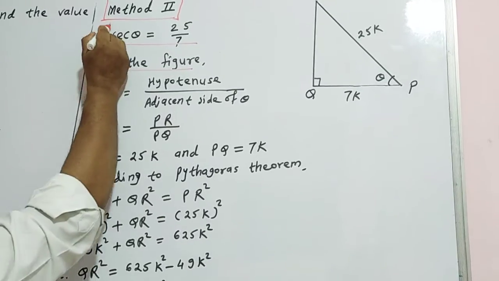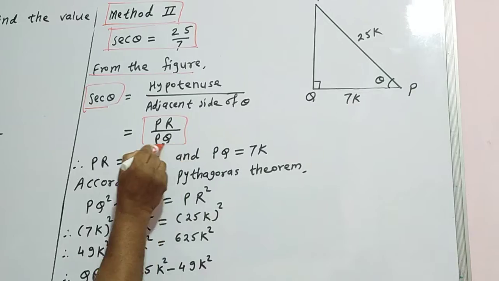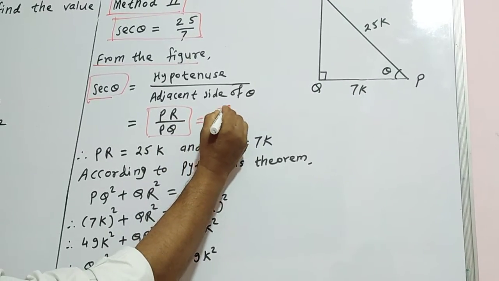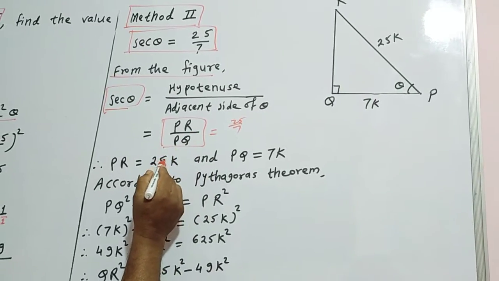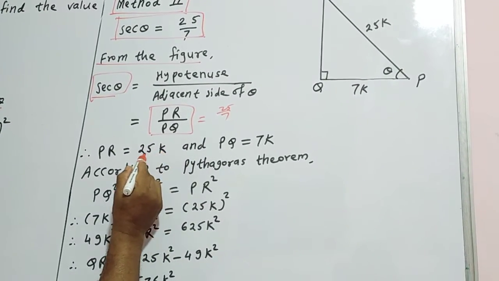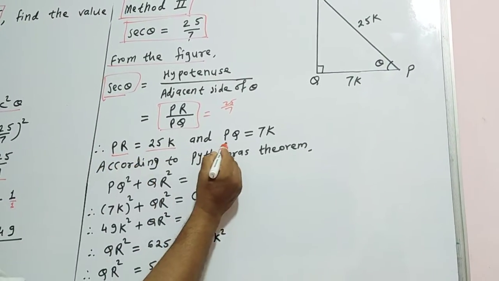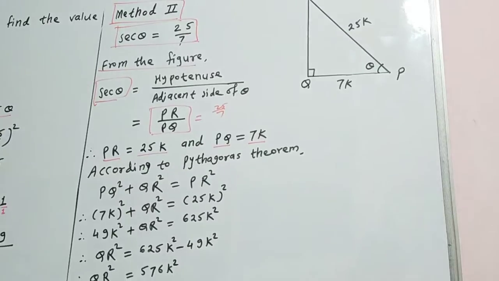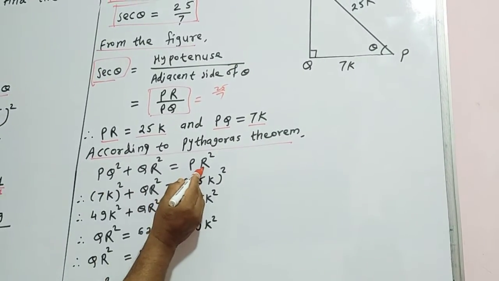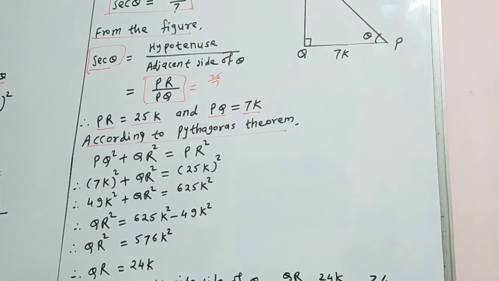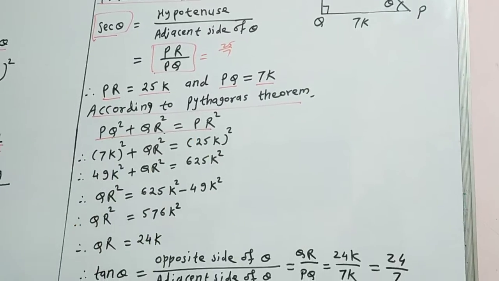Now here sec theta is 25 upon 7 and this sec theta is PR upon PQ. Means we can write here 25 upon 7. But remember, when ratios are equal, by using a common multiple we can write the lengths of the sides. Therefore PR is equal to 25k and PQ is equal to 7k. According to Pythagoras theorem, hypotenuse square is equal to the sum of the squares of the other two sides. Therefore PQ square plus QR square is equal to PR square.